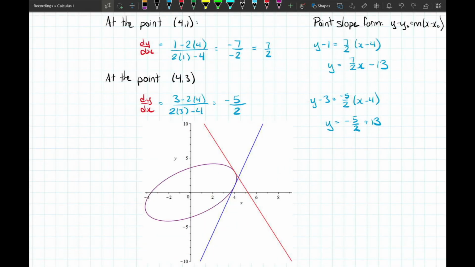And here's what the graph of that curve and the two tangent lines looks like. You can see at the two points there, we definitely seem to have a proper tangent line at 4, 1 and at 4, 3. Now note that, of course, this isn't quite to scale anymore. This is trying to fit those lines on nicely. And there we have it.